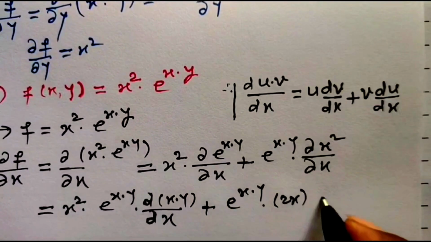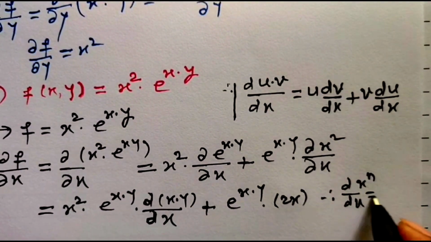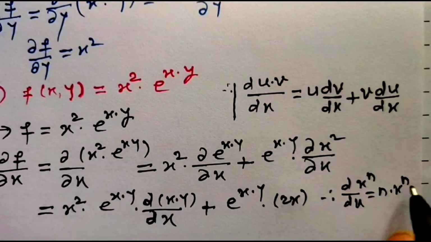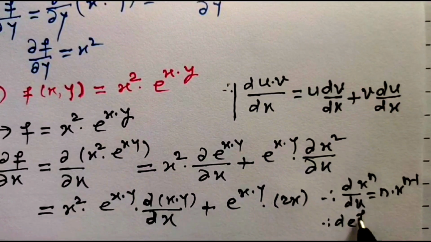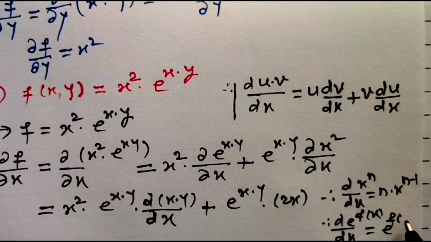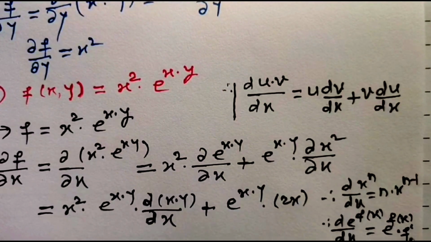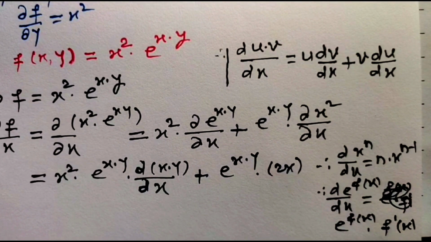2x, because you know the derivative of x to the power n with respect to x is equal to n into x to the power n minus 1, and the derivative of e to the power f of x with respect to x is given by e to the power f of x into the derivative of f of x, that is f dash x.